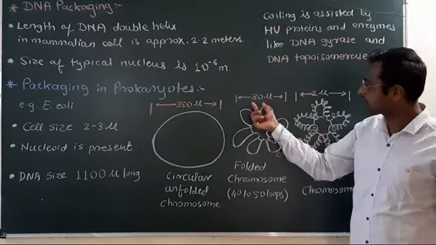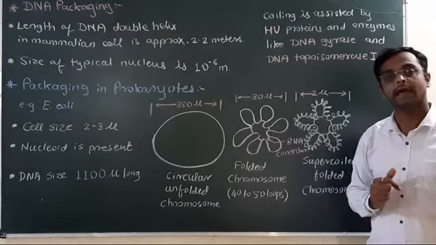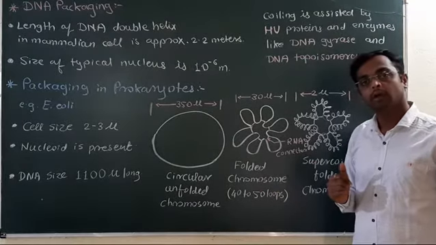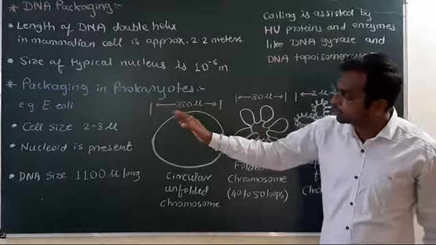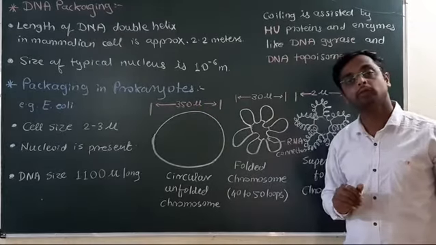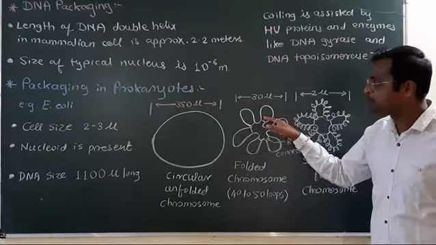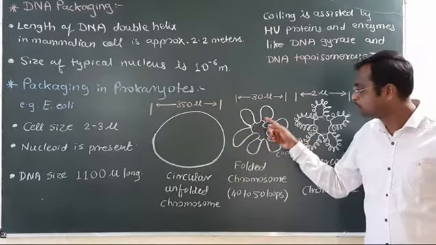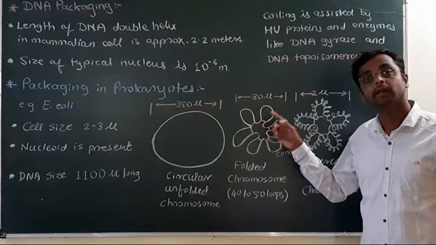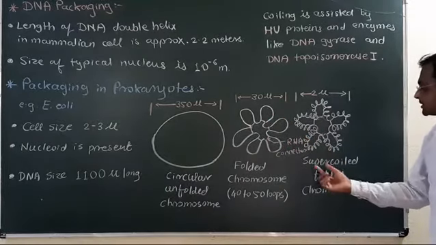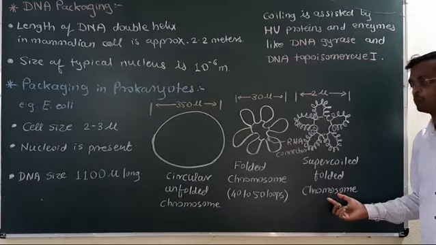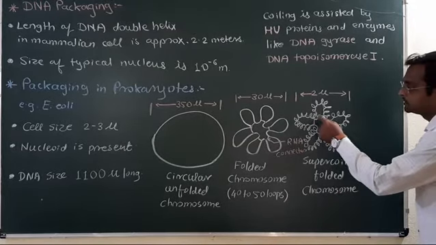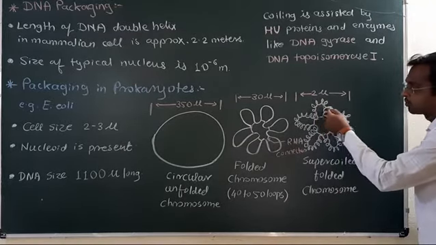Now the 30 micron size is achieved by the folded chromosome. Now it is also unable to fit inside the 2 to 3 micron. Now these loops or these folds again get supercoiling. This is the supercoiled folded chromosome. This is the structure. These are the RNA connectors. Again, these loops get coiled themselves.